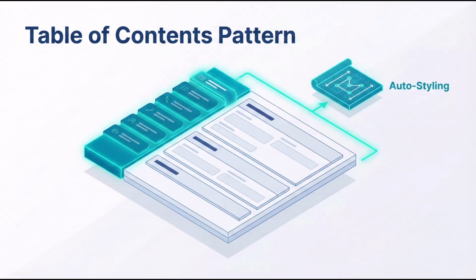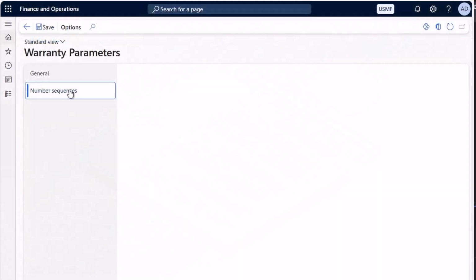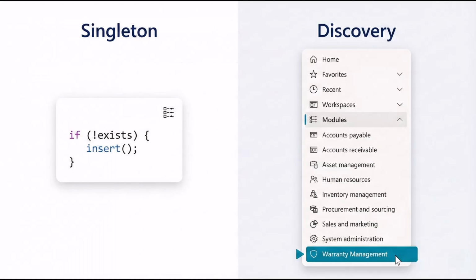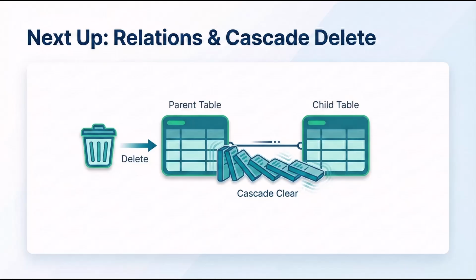We built the warranty parameters form using the table of contents pattern, handling all the vertical tab styling automatically. We also wrote the initialization logic to automatically create that singleton record, so the user never sees an empty form. And finally, we created the menu and extended the main menu to make it all discoverable. In the next video, video 12, we are going to dive into table relations and cascade delete actions. These are absolutely critical for keeping our data clean and consistent.